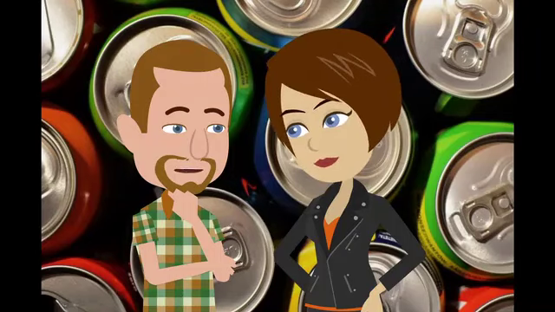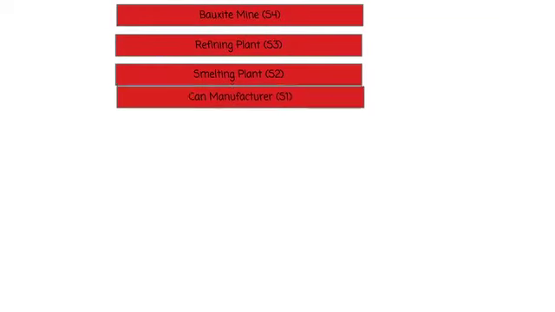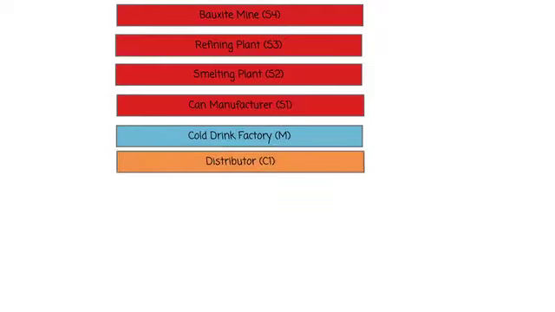So, let's examine the supply chain sequence of an aluminium can. Every step in the process is what we refer to as a link in the supply chain. The red boxes show the different levels of the supply chain. The blue box is the last step in the conversion process, and the orange boxes show the demand or the customer sides of the supply chain.